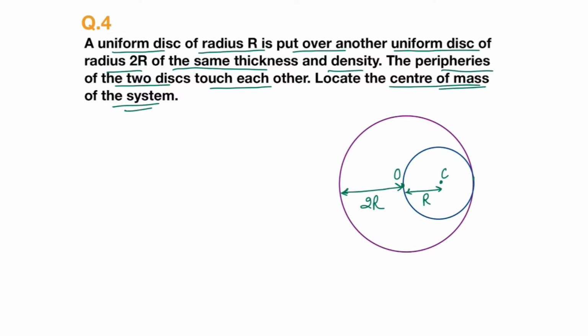To find the center of mass, we will choose some point as the origin. So let us choose the center of the bigger disk to be at the origin, that is (0, 0). And if this is the origin, then the coordinate of the center of the smaller disk will be (r, 0). So here we will only talk about the x coordinate because the y coordinate of the center of mass is at 0. So the x coordinate of center of mass, what will it be?